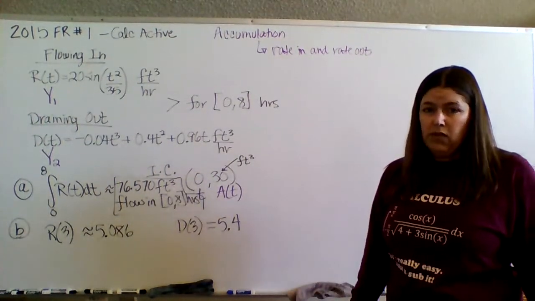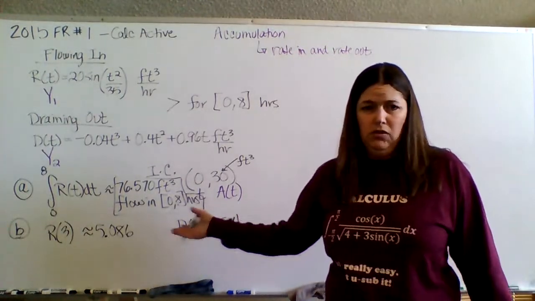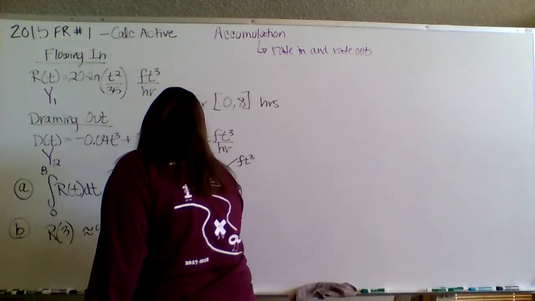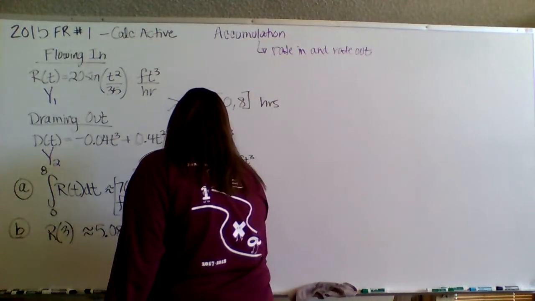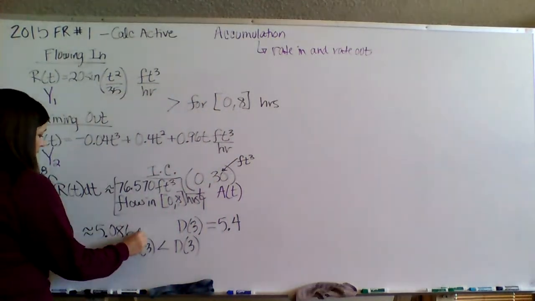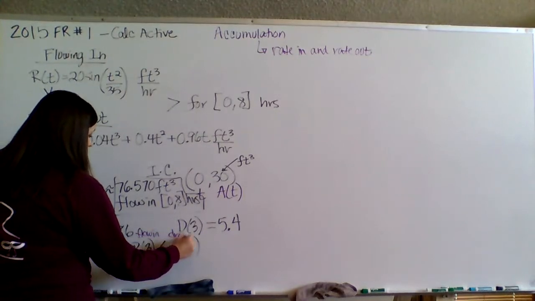But again, we've talked about this with EVT. They're not going to assume you know which is bigger or which is smaller. So is R of 3 smaller or less than D of 3? And if you needed to think about it in words, this was the stuff that was flowing in. This was the rate that stuff was draining out.